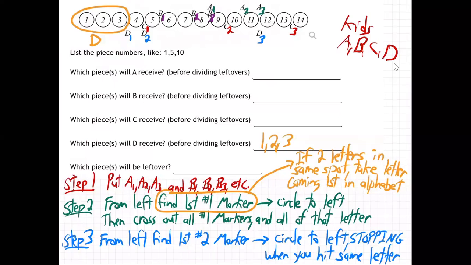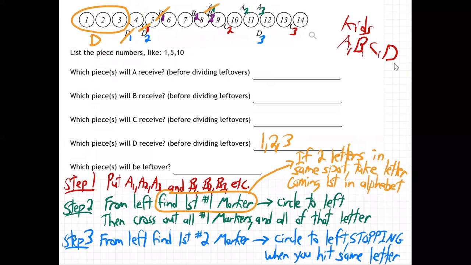All right. Now, still reading down here. From the left, find the first number one marker, circle to the left. I did. Then, don't forget this part, then cross out all the number one markers and all of that letter. What does that mean? Cross out all, there's a number one marker, there's a number one marker, there's a number one marker, and there's a number one marker.